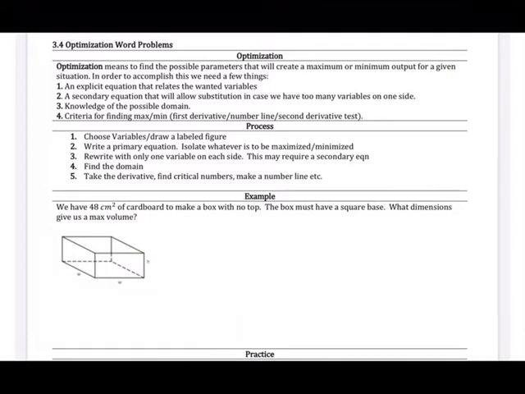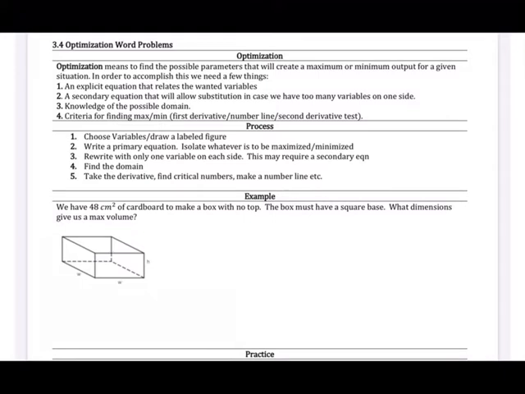Make sure you're identifying the primary equation. If we're trying to maximize volume, the volume is going to be the primary equation. If we're trying to maximize surface area, that's going to be the equation that we're using. So make sure you write a primary equation and you isolate whatever is going to be maximized or minimized. Then you're going to rewrite with only one variable on each side, which may mean that you need to use a second equation and use that to substitute back into the original primary equation.